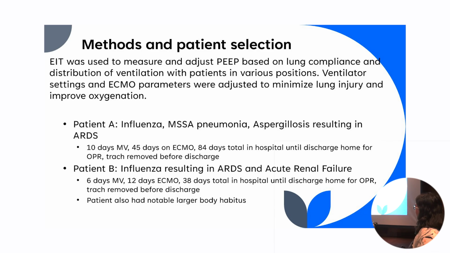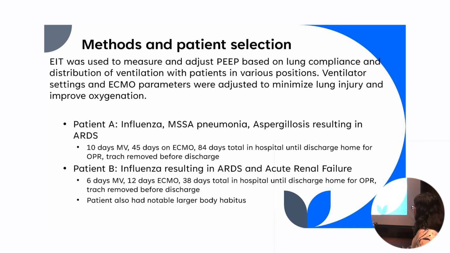What we were able to see with these two patients, I always want to give a spoiler alert: they did end up surviving, and they're thriving and doing incredibly well. Patient A, as I said before, came in with influenza, MRSA pneumonia, and aspergillosis. They were 10 days on the vent, 45 days of ECMO. They were super, super sick, had to go on amphotericin B and voriconazole, and then a total of 84 days in the hospital. They did get trached at about the 2-week mark of being on the vent, but they were actually able to be decannulated from the trach before discharge, and then just did outpatient rehab.